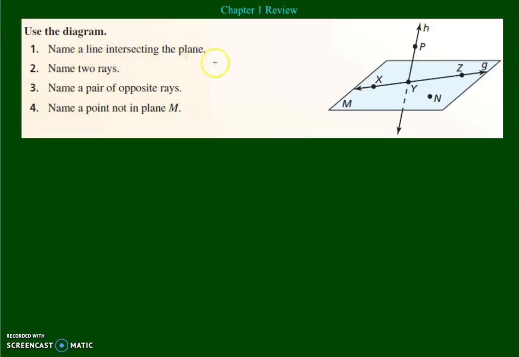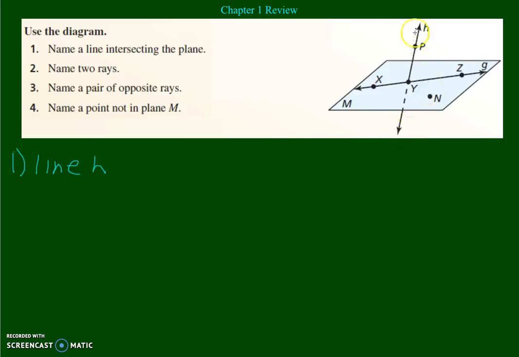Well, there you go. We have several ways to name a line. The first one is if there is a lowercase, usually italicized, but it doesn't have to be, letter sitting next to the line, we can name it with that. So let's start off here with problem 1. The way we would name this is we would say the word line, and then the letter, in this case H.